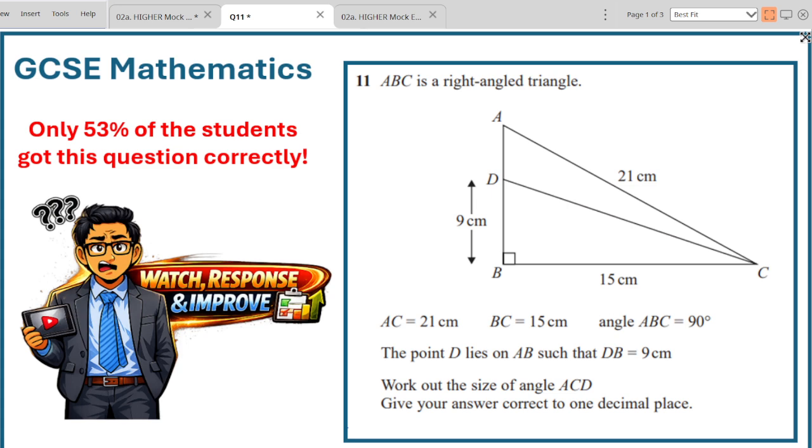In this video, we're going to be looking at this question, which is a Pythagoras slash trigonometric question, and only 53% of the students got this question correctly from my year 11 mark last week. Anyway, let's look at it now.